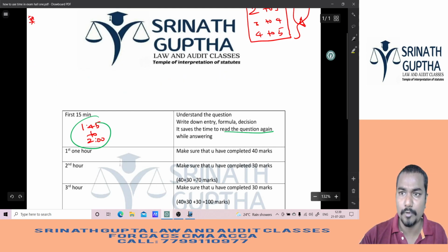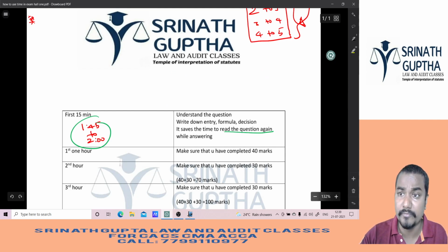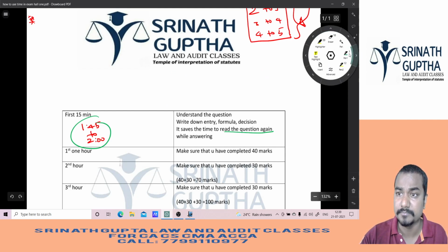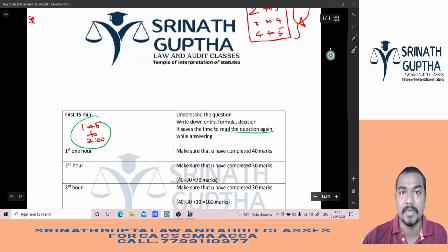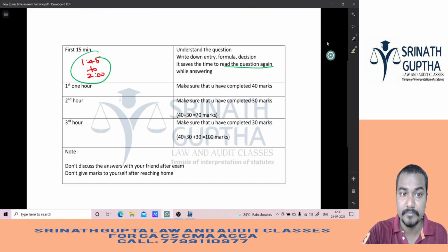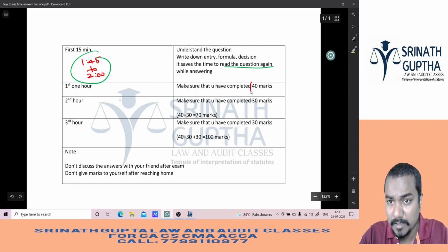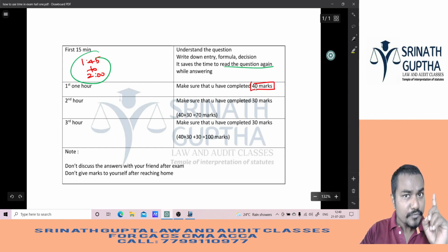If you utilize the time properly in the exam hall, a minimum of 5 to 10 marks extra will come in each exam. On average, across all subjects, 30 to 40 marks extra will come if you utilize the time effectively in the exam hall. In the first 1 hour, you have to make sure that you complete 40 marks. This is very very important.